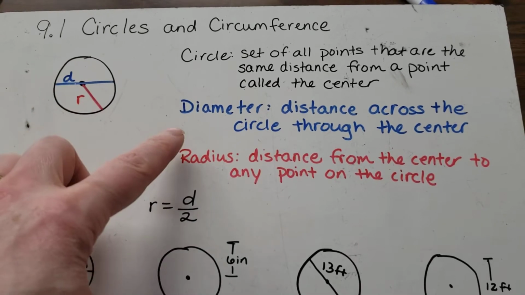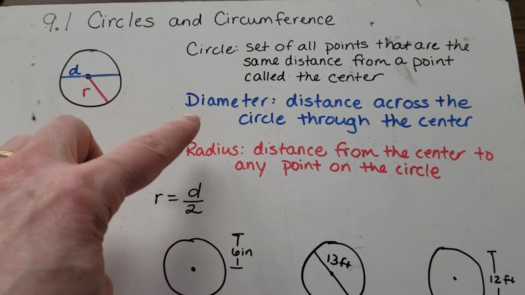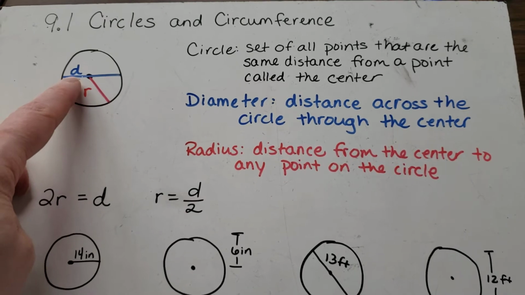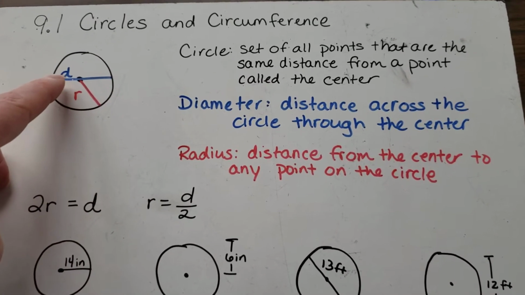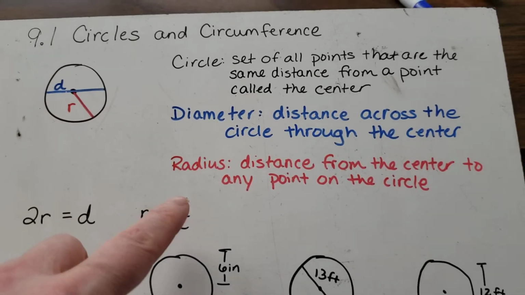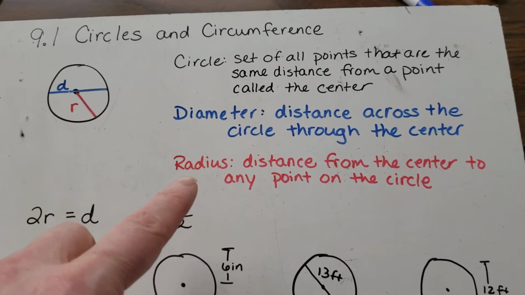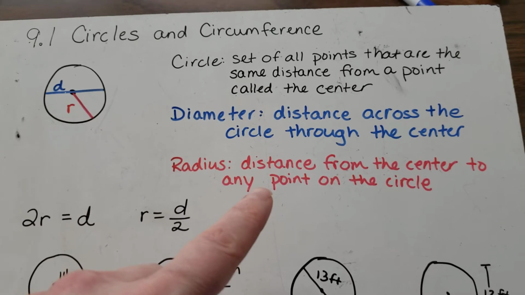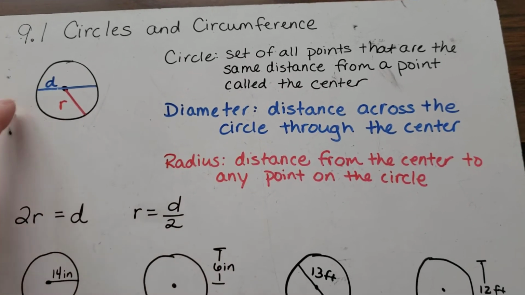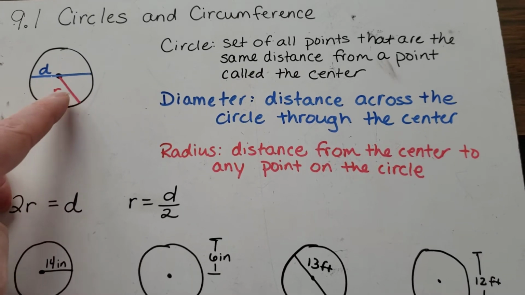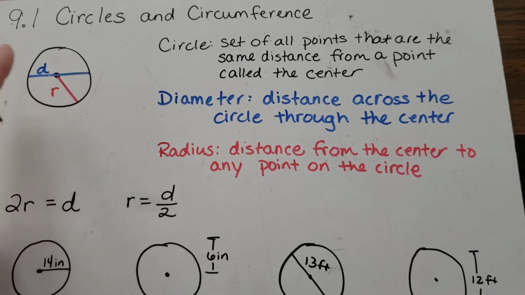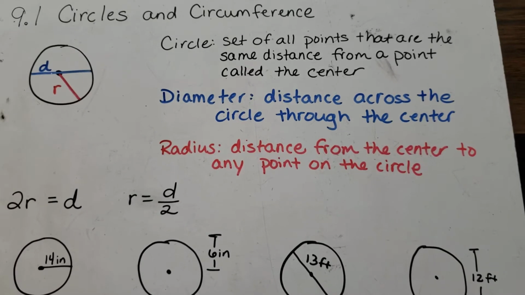Then you have what's called the diameter. It's the distance across the circle through the center. So that's the blue line. Diameters have to go through the center, and they're usually noted with a D. Radius, plural is radii, R-A-D-I-I, is the distance from the center to any point on the circle. So that's right here. It's from the center out to the side, represented with R. Both the radius and the diameter can go all over the place on the circle, okay?